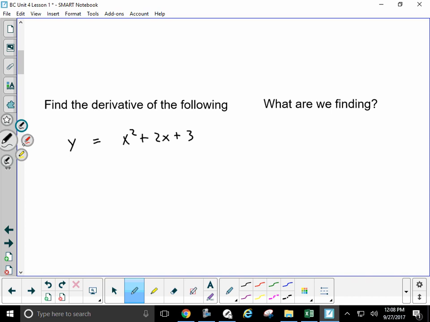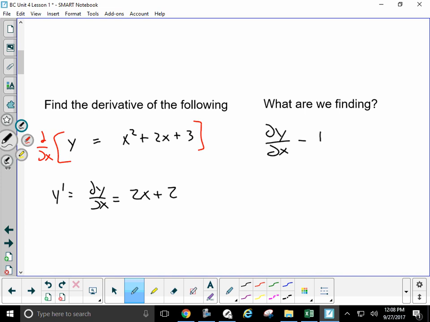If I am asking you to take the derivative of this function, what are we finding? Well, I take the derivative of y, I get y prime, but we're going to say that's dy dx. I'll show you why in a second. And that's equal to 2x plus 2. Okay, we are finding dy dx. That's instantaneous change of y over instantaneous change in x. Change in y over change in x. Rise over run. That's slope. But since it's an instantaneous change in y over instantaneous change in x, we've been finding tangent slope.